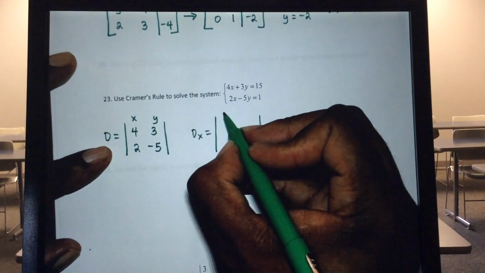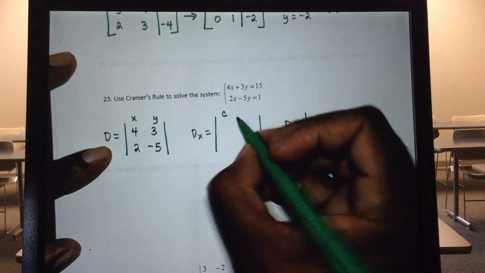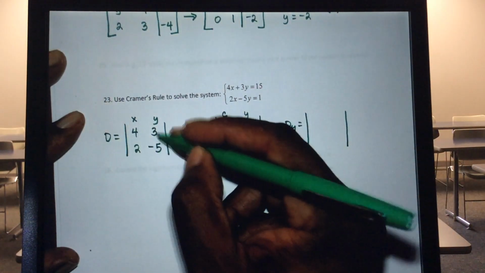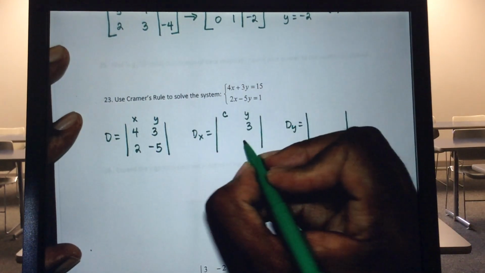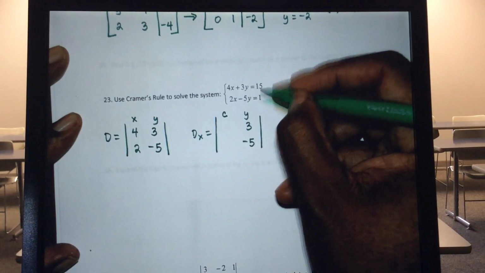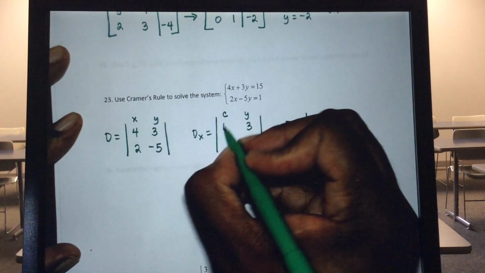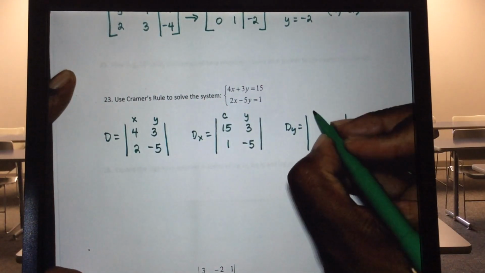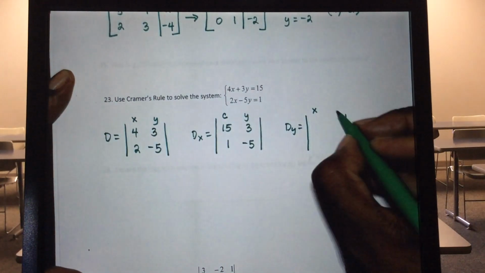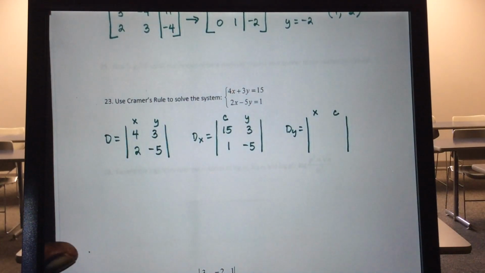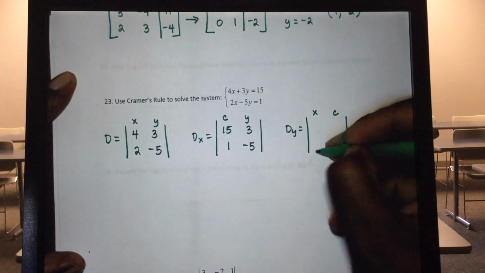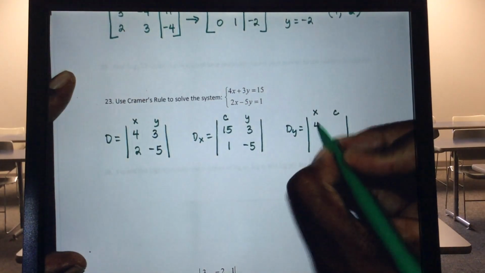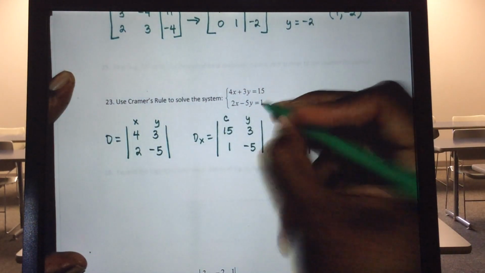For D sub x, you replace the x coefficients in the first column, and you'll still have the y coefficients. So my y coefficients, I'm going to have the 3, negative 5. I'll go ahead and copy those over. My constant terms are right here, the 15 and the 1. And then D sub y. The x coefficients will be in the first column, but instead of the y coefficients, the constant terms will be put in place of that. Your x coefficients are 4, 2. The constant terms are 15 and 1.